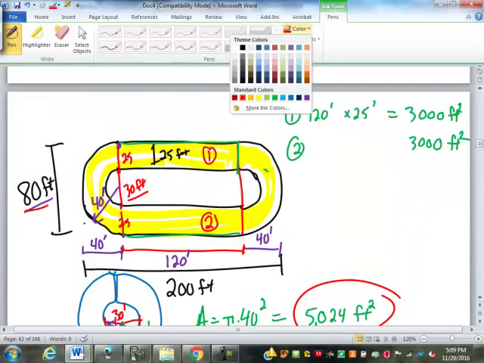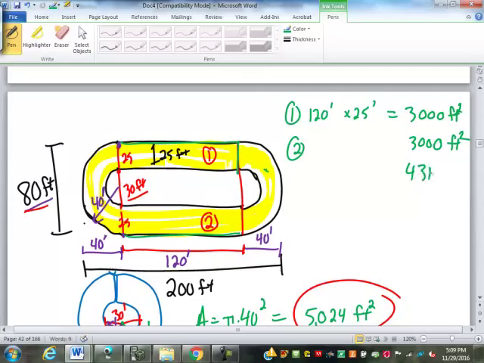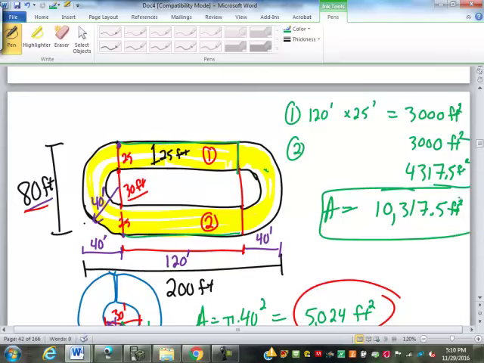So that gets added up here. 4,317.5 square feet. So this gives me a total of 10,317.5 square feet is the total area of this. Not so bad.